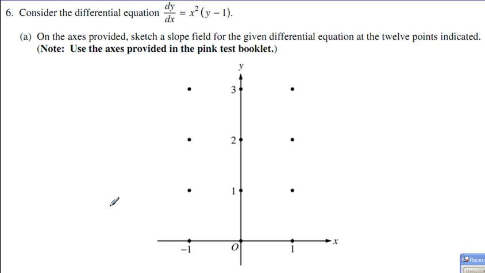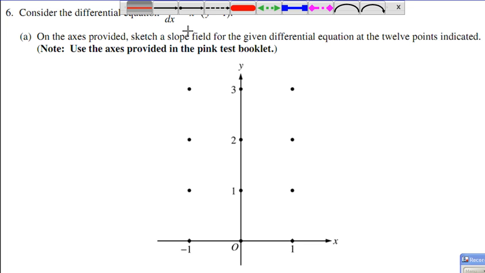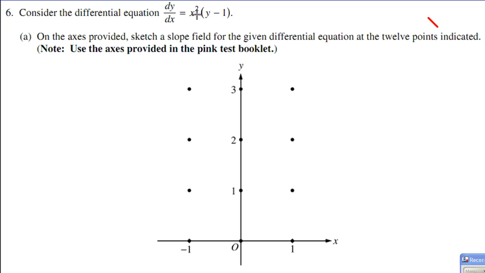This is the differential equation question with the slope field. Now, let me try to use this one. What are we going to do? As you can see, when x equals 0, slopes are all horizontal. So x equals 0, which is the y-axis, slope is all equal to 0. So we can write it this way.